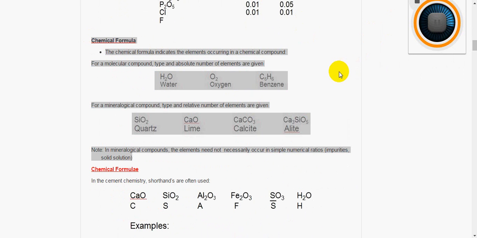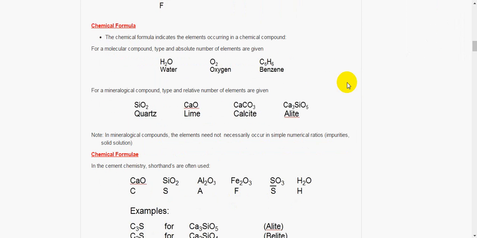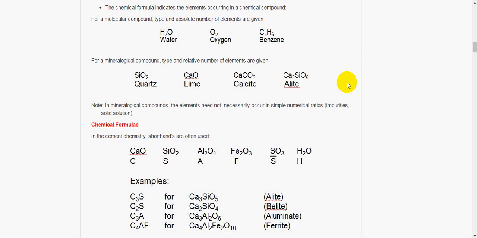Chemical formula. The chemical formula indicates the elements occurring in a chemical compound. For a molecular compound, type and absolute number of elements are given. For a mineralogical compound, type and relative number of elements are given. Note: in mineralogical compounds, the elements need not necessarily occur in simple numerical ratios. Impurities, solid solution.